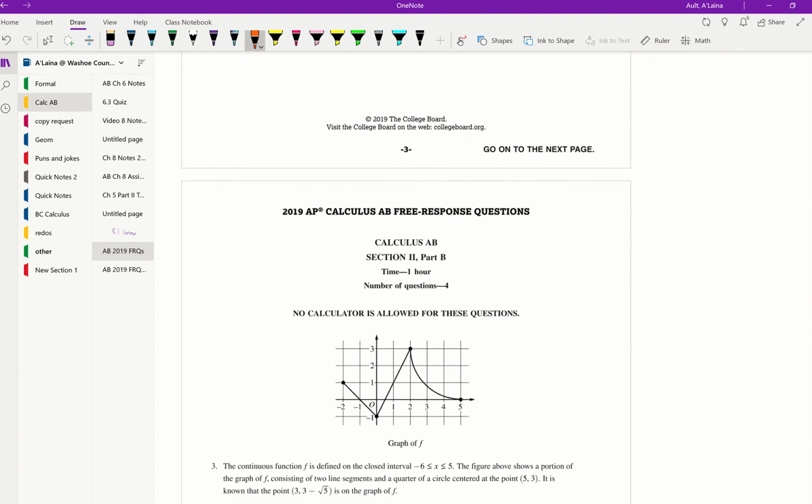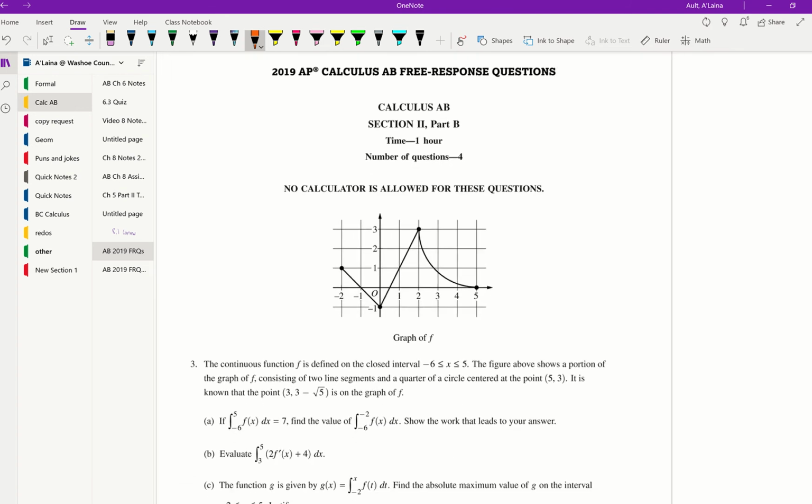All right, our last one is FRQ number 3. So this one we are not allowed to use a calculator. This one says we have a continuous function f defined on the closed interval from -6 to 5, as shown here. And we've got a portion of the graph. Notice our graph only goes from -2 to 5, but it's defined all the way to -6.